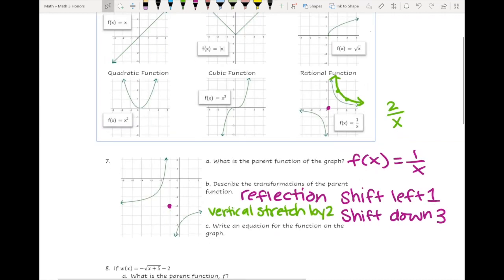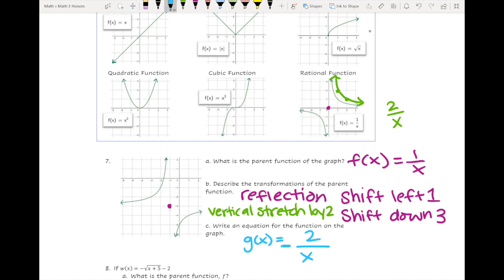And then part C, write an equation for the function on the graph. I'm going to call it g of x, give it some other name. We already talked about the 2 over x because of the vertical stretch, the dilation by 2. The reflection is going to require a negative, so I'm going to do a -2 over x. Or you can put the negative in front of your fraction.